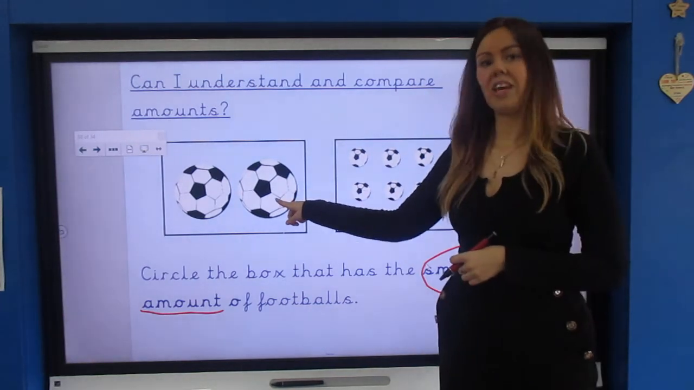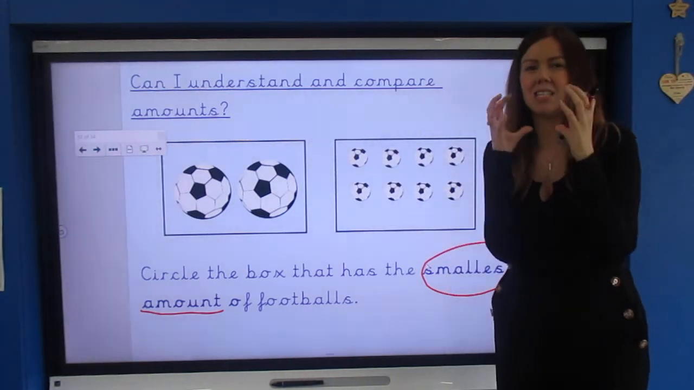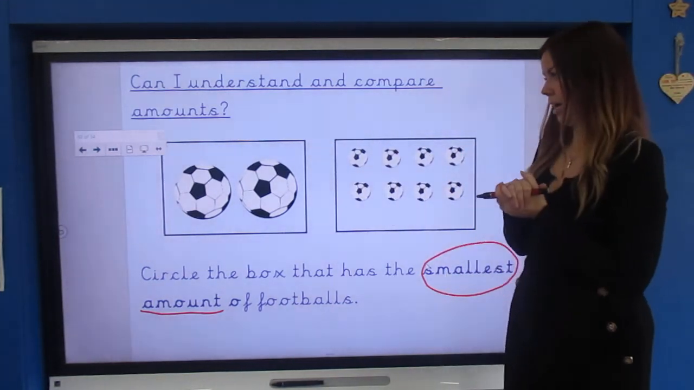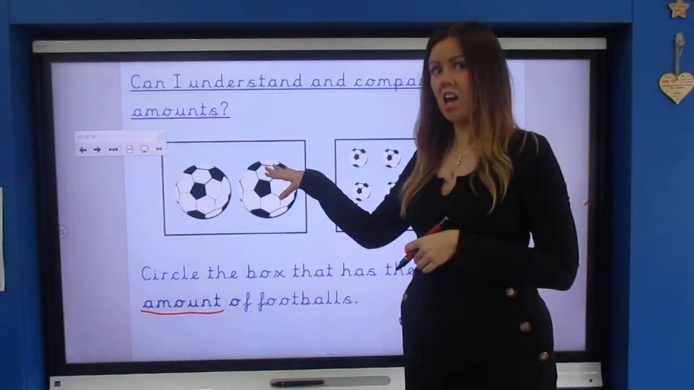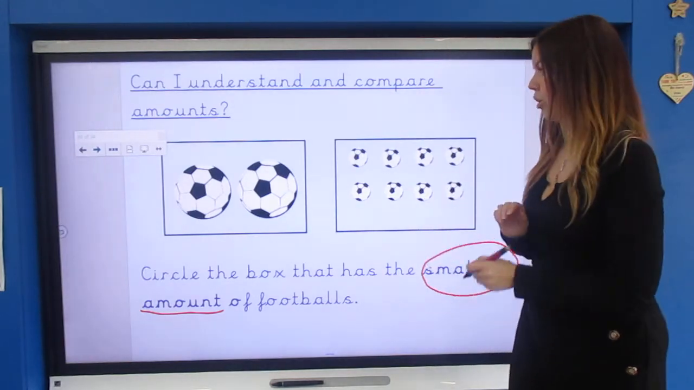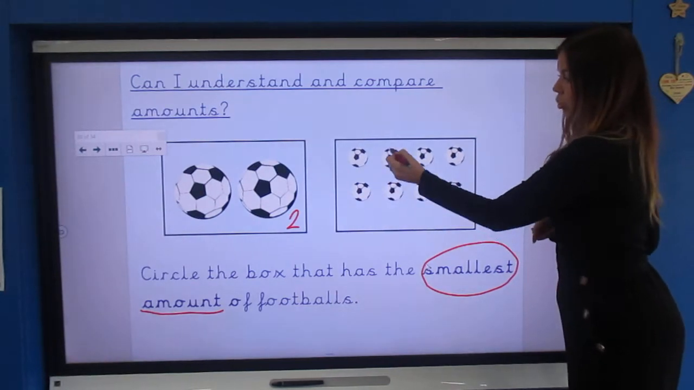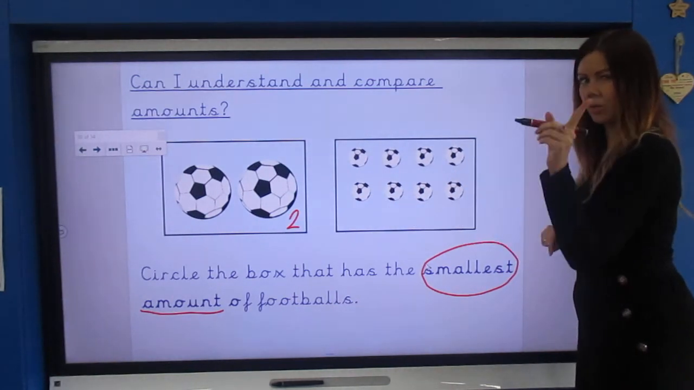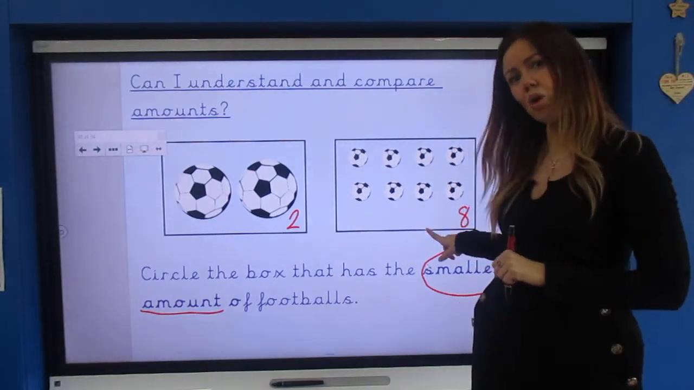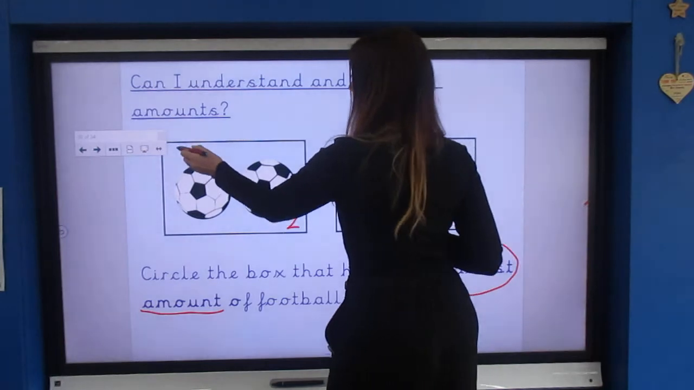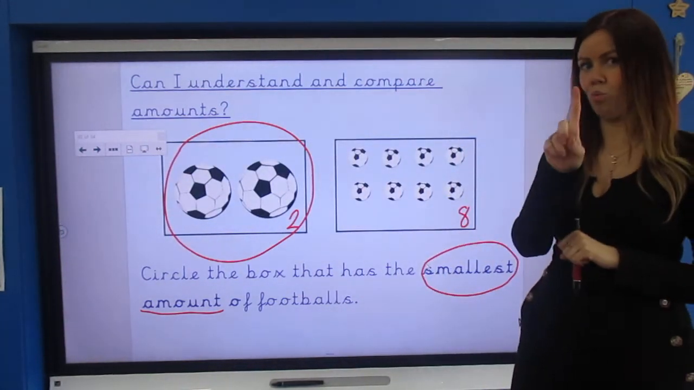Now have a think about it. It doesn't want this one because it's bigger. It wants this one because it's a smaller number. Okay, so the smallest amount. So even though they are bigger, it's got the smaller number because there are 2 in here, and there are 2, 4, 6, 8. Well done if you could count that in twos with me. 8 in there. So which is the smallest number? This one. So this box has the smallest amount of footballs. We're going to do one more together.